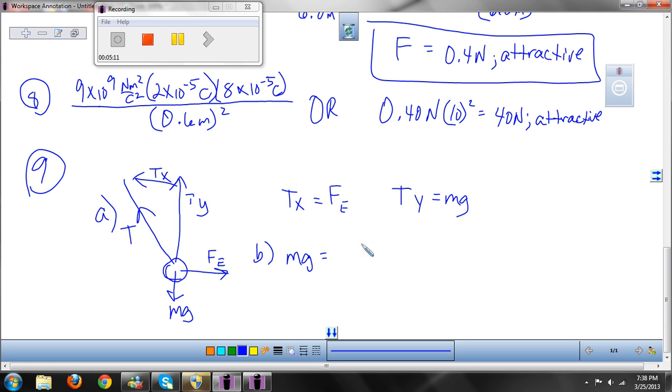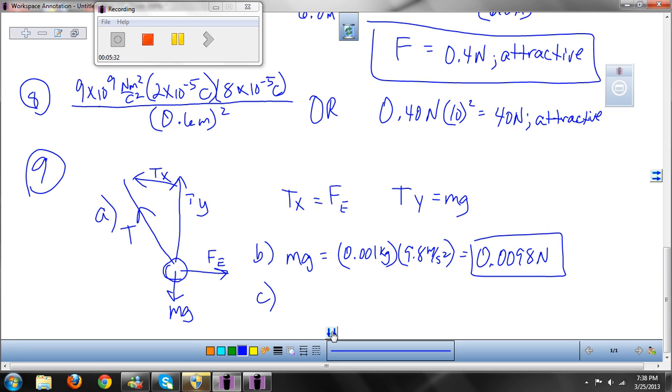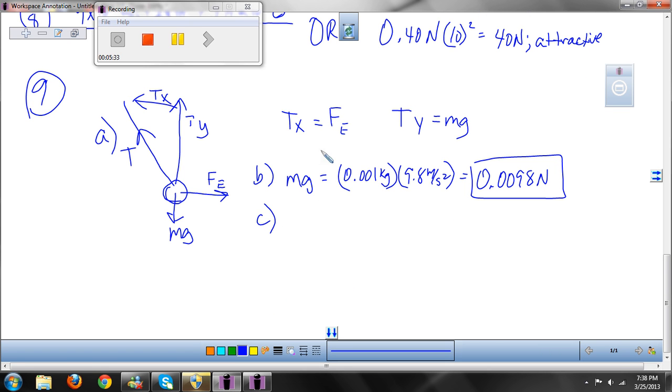Well, mg, they tell you that it has a mass of 1 gram, so it's 0.001 kilograms. Gravity is 9.8. So when I did that, I got 0.0098 newtons for B. And then C said, find the electrostatic force. Well, I know that Tx is equal to the electrostatic force. So you really have a triangle. This side of the triangle is 0.0098 newtons because Ty and mg are equal. You want to know Tx, which is equal to Fe, the electric force.